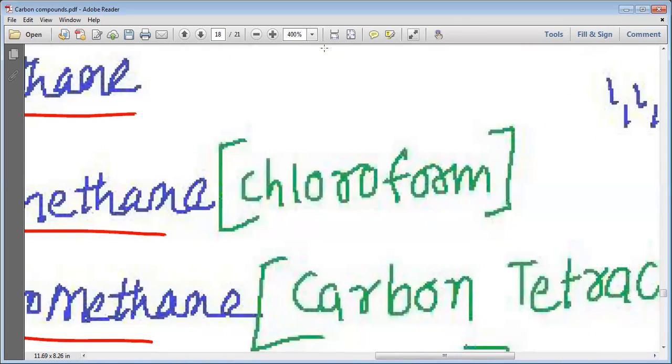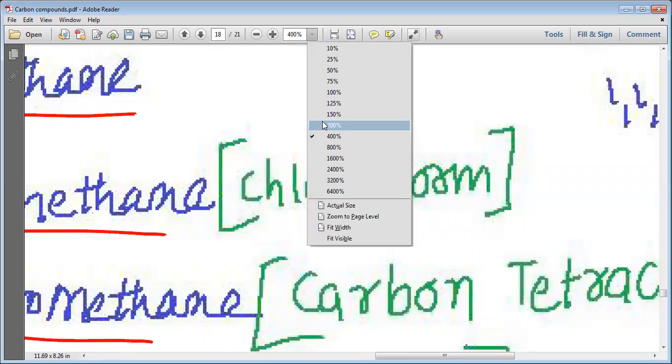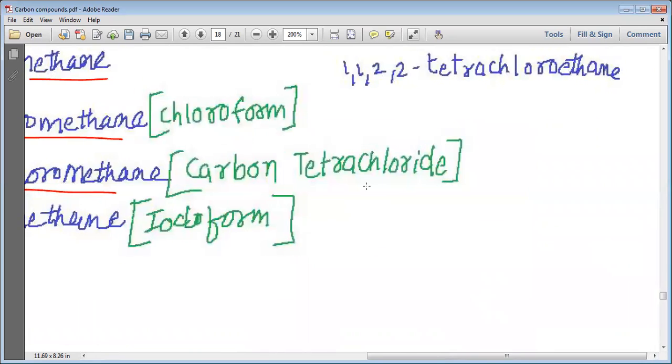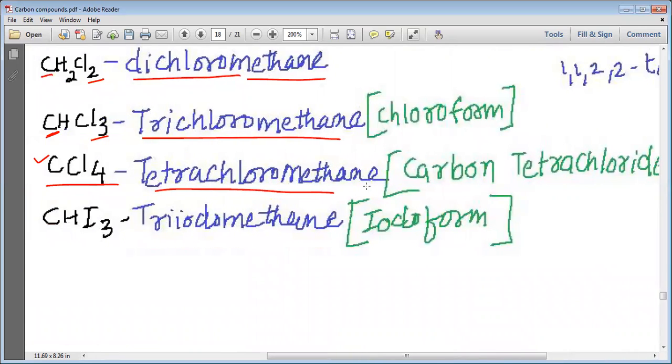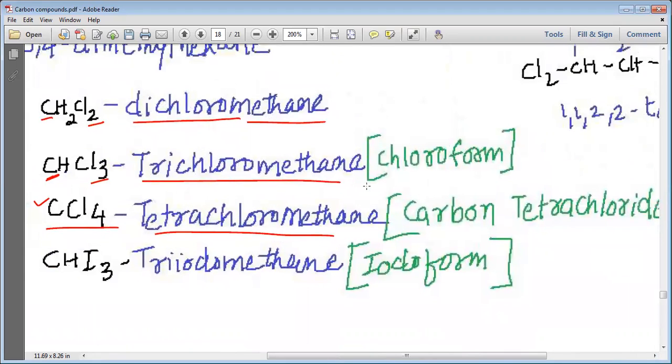Now you need to remember this, my dear students, that when we have this kind of compound, they have 2 types of names. See, if we have simple CH3Cl, we would write it as chloromethane. We don't really need to write mono before it. So we can simply write it as chloromethane.